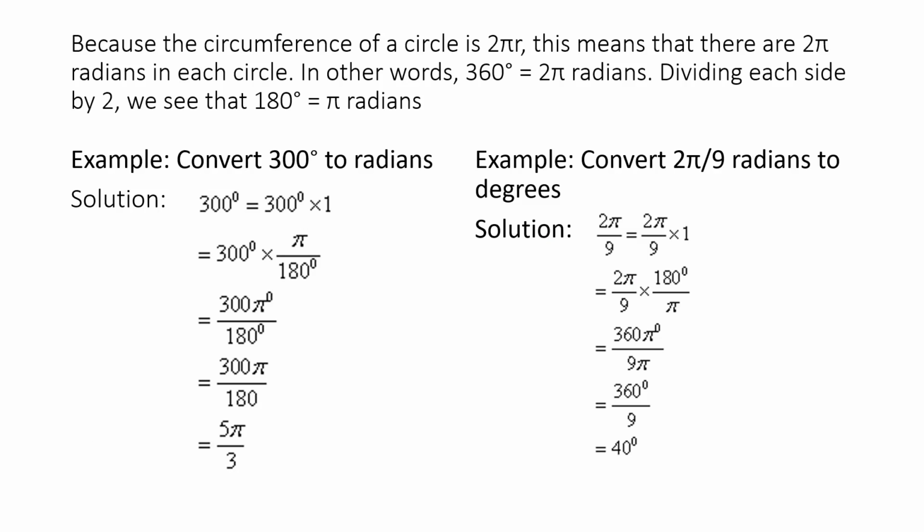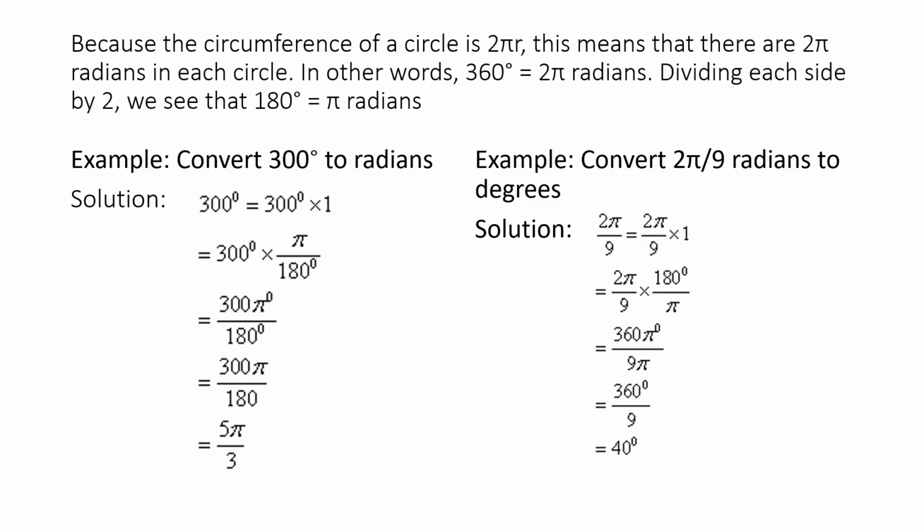So suppose we wanted to convert 300 degrees to radians. Well, we know that 300 degrees is equal to 300 degrees times 1. Well, we can say that 1 is equal to pi over 180 degrees. The reason being that pi radians is 180 degrees. So pi equals 180 degrees. So the fraction of pi over 180 is equal to 1.